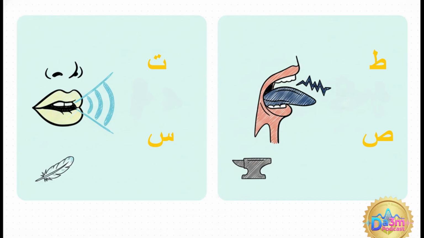Okay, just listen. Here's the soft T. Ta. Ta. Now the hard one. Ba. Ba. You hear that? It's like the sound got bigger, right? Deeper, fuller. Let's try it with S. Here's the soft one. Sa. And now the hard one. Sa. Sa. The hard sounds are made by lifting the back of your tongue.